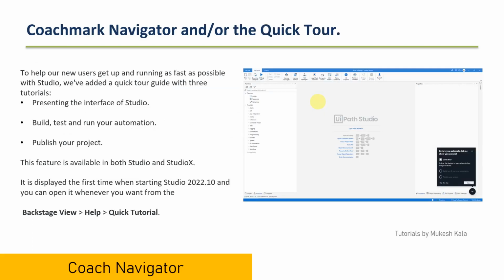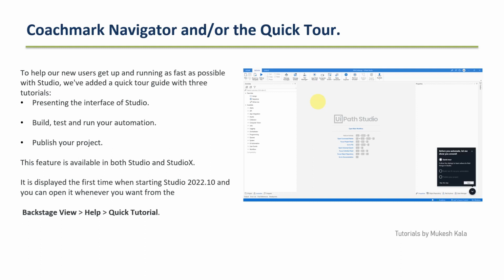So the first thing, UiPath has got something which is called Coach Mark Navigator, also known as the Quick Tour. Now what exactly is this thing? Whenever you update your Studio to 2022.10, UiPath Studio will actually guide you about the complete interface. It will guide you to build, test and run your automation. Also, it will guide you to publish your own project. Now this feature is available both for Studio and Studio X. Let me quickly show you how exactly this looks and how you can rewatch the tutorial in case you have skipped it, right?